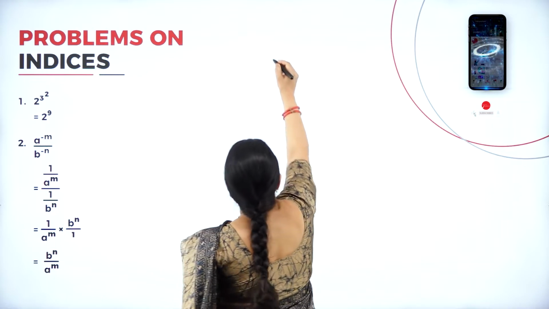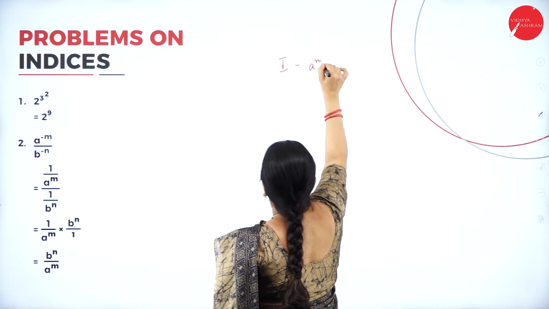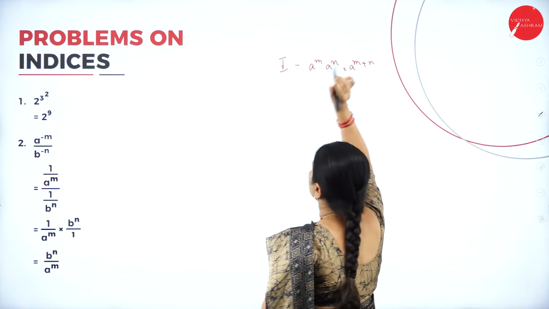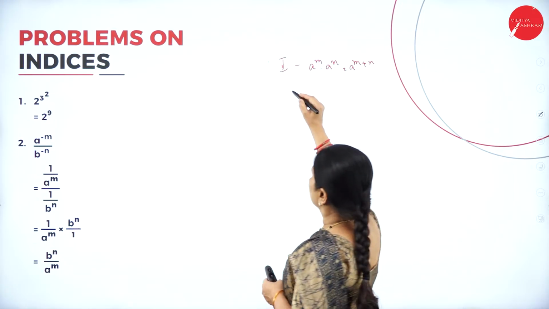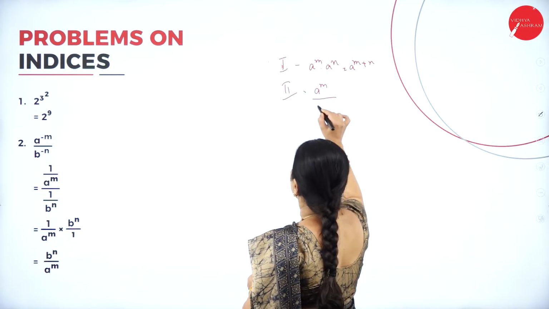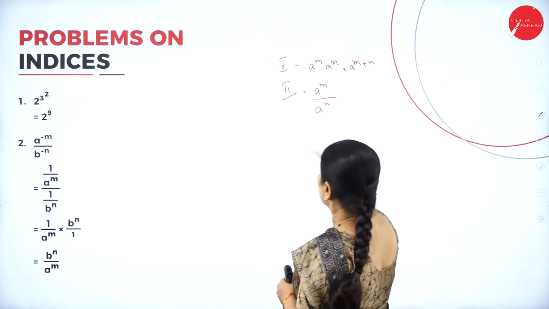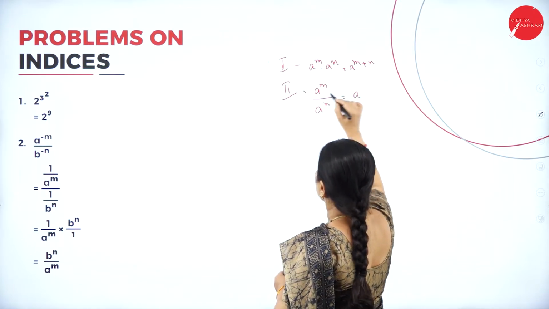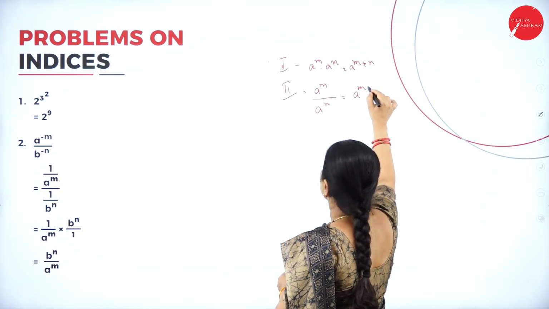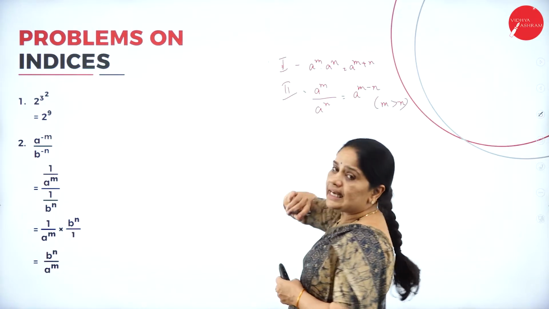Now, what does the first law tell us? The first law tells us that a to the power of m into a to the power of n equals a to the power of m plus n. Now, the second law tells us, suppose we have a division of two numbers with powers. So, if you have a to the power of m divided by a to the power of n, it will be a to the power of m minus n when m is greater than n.